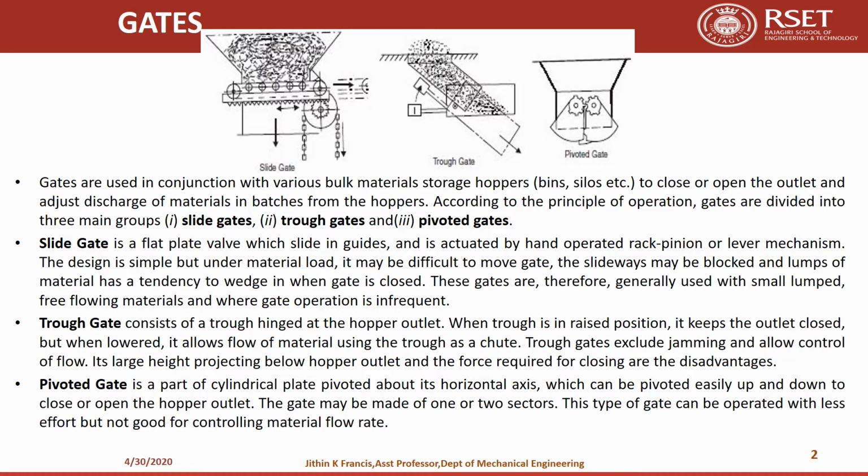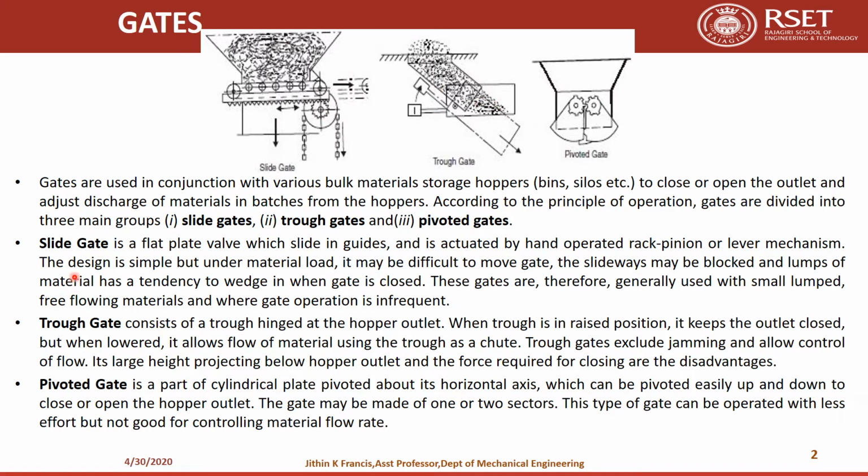The first one on the left side is a slide gate. See, different arrows are there. So the slide will move down or horizontally, and the material will move accordingly. Now the next one is the trough gate. This is a figure, and the third one is the pivoted gate.